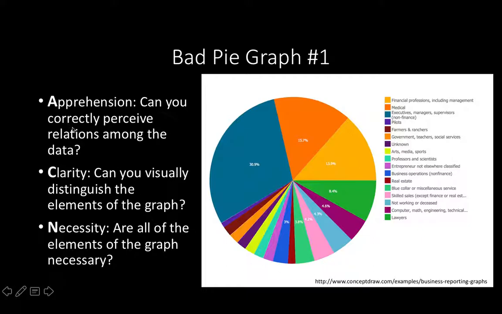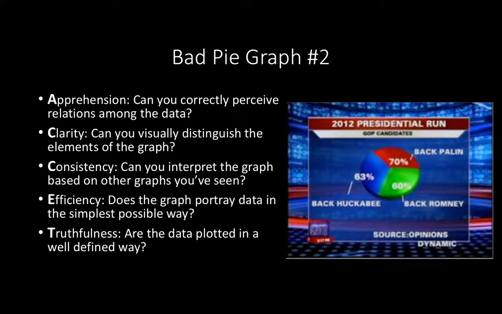Can you correctly perceive relationships amongst the data? No, I have no idea what size these slices of pie are. And moreover, I can't really tell which color is which. Clarity, can you visually distinguish elements of the graph? Nope. Necessity, are all of the elements of the graph necessary? Boy, I don't know. I just can't tell from this. That's a horrible graph.